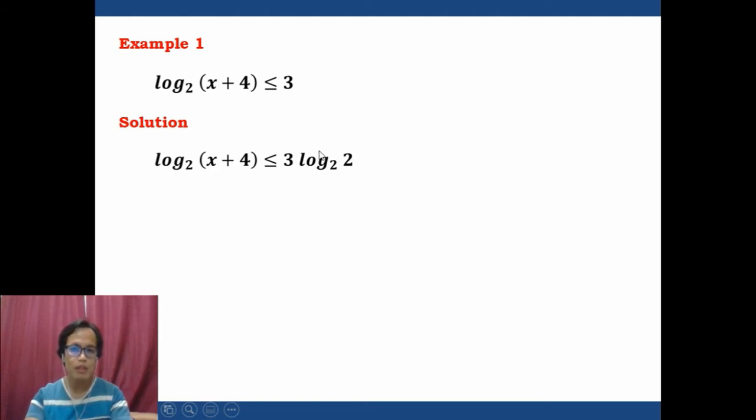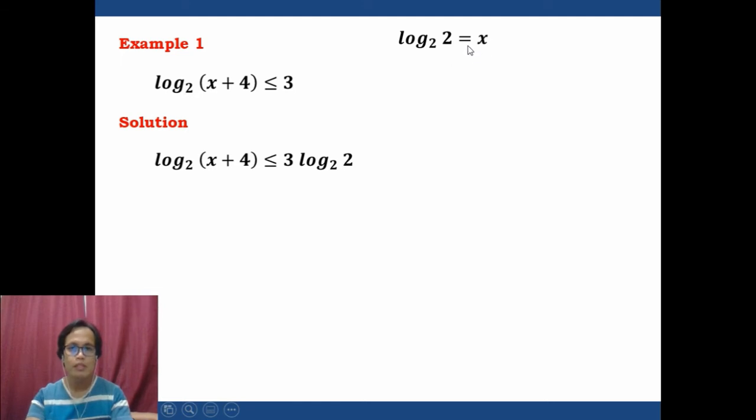So, to prove that log of 2 base 2 is 1, we can prove it like this. Log of 2 base 2 equals x. Let us assume that we still do not know the value of log of 2 base 2. That's why we equate this to x. So what must be the value of x?